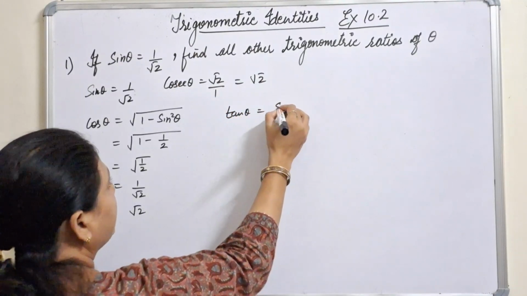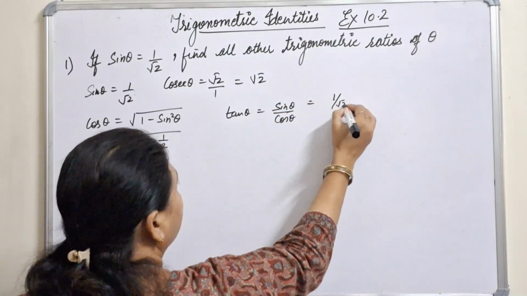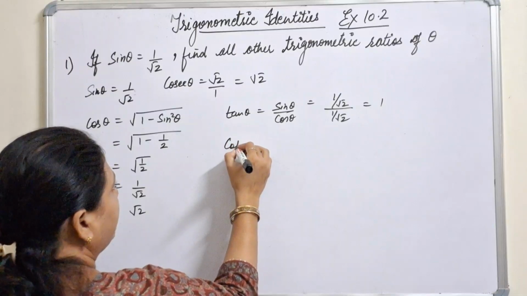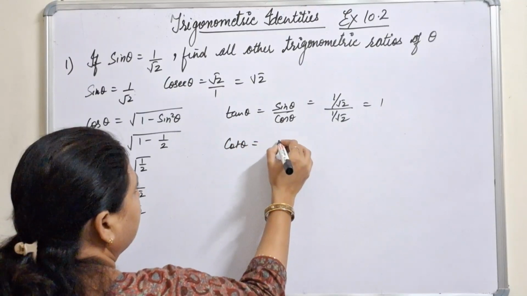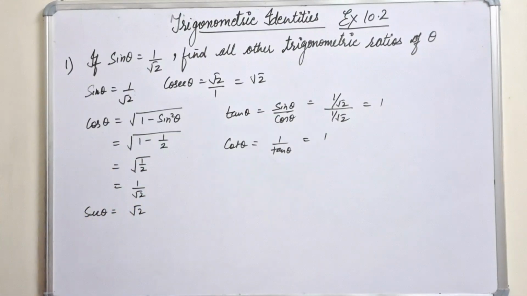Tan theta will be sin theta upon cos theta, that is 1/√2 upon 1/√2, that is 1, and cot theta is equal to the reciprocal of tan theta, that is again 1. So all the remaining ratios we have found for theta. Sin theta is 1/√2, cos theta is 1/√2, sec theta is √2, cosecant theta is √2, tan theta is 1, and cot theta is 1.